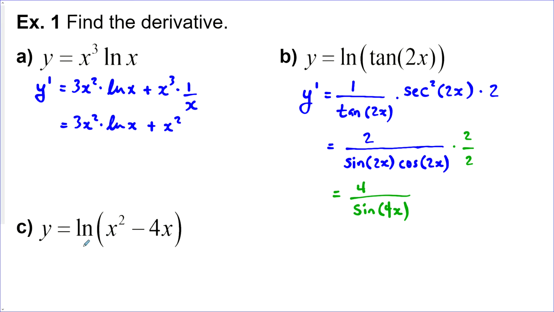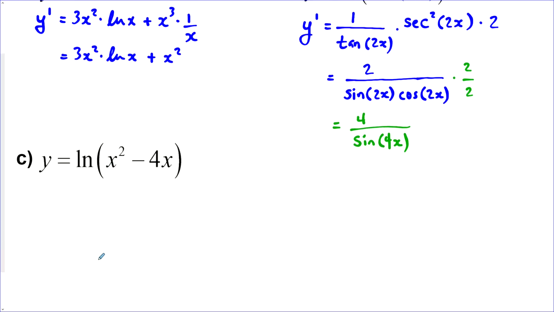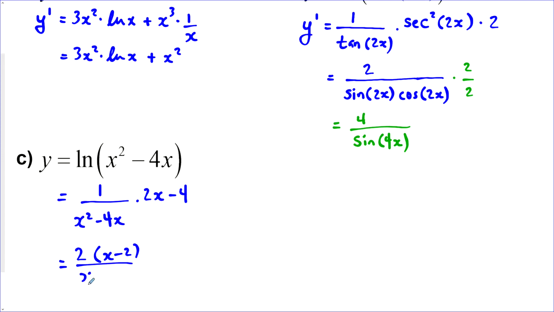Okay, the derivative of the natural log of that quadratic, so that would be 1 over the quadratic, and then the derivative of the quadratic would be 2x minus 4. And in this case, I'd probably want to factor it just to see if I can cancel anything out, numerator and denominator. So 2 and x minus 2. And x minus 4. So I'm not able to cancel anything out. But there's my derivative.